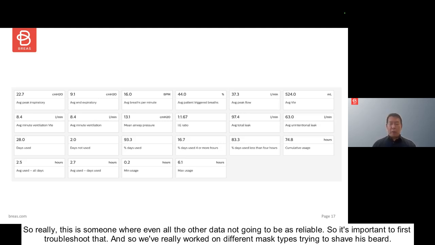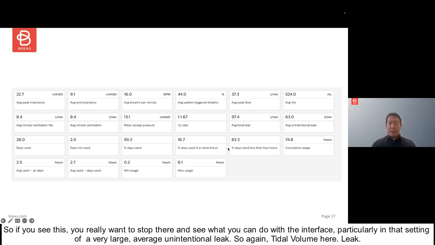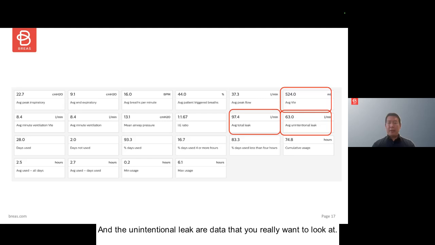And so we've really worked on different mask types, trying to shave his beard. So if you see this, you really want to stop there and see what you can do with the interface, particularly in that setting of a very large average unintentional leak. So again, tidal volume here, leak, and the unintentional leak are data that you really want to look at.